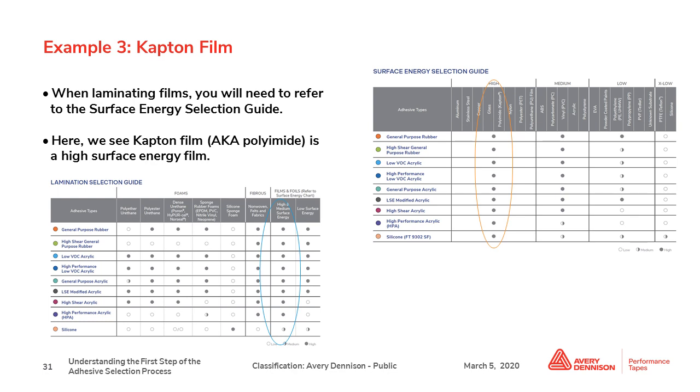So you can go back to the lamination selection guide and go down along the high surface energy column, and you can see that pretty much every tape bonds to Kapton. For high surface energy films, it's pretty easy for most tapes to bond to them. So your selection process for which tape you would use with Kapton film would be pretty wide open, depending on what substrate you're going to bond to and the end use requirements.